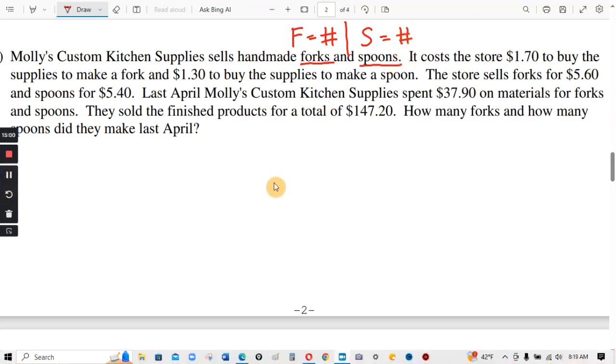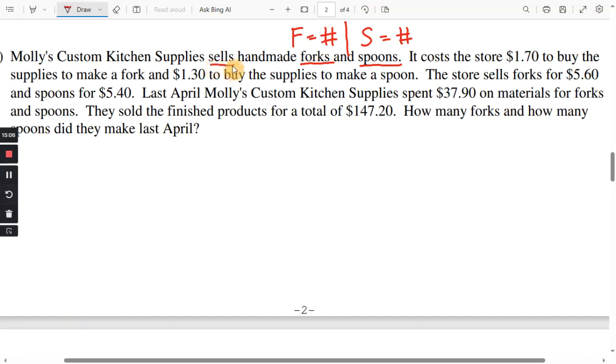So if you look at this problem, half of it's based on the sales, and the other half is based on the costs. All right, they started the numbers for the costs first. So if I write out costs over here, let's highlight the costs. All right, it costs $170 to buy the fork.